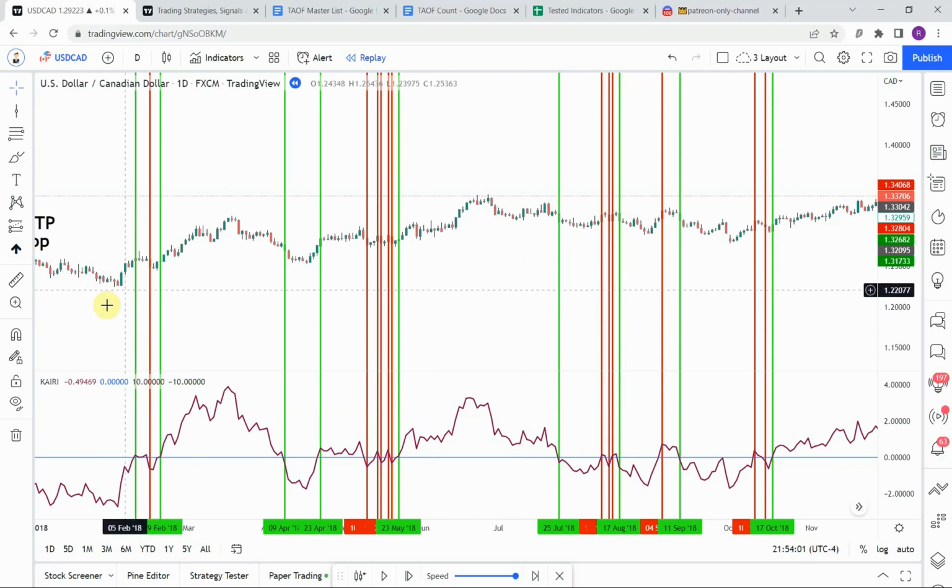Let's go ahead and count out the winners. We have 1, 2, 3, 4, 5, 6, 7, 8, and 9. We have 9 winning trades, and so that is not going to meet the 60% criteria that we are looking for. And so, as you guessed, as a zero line cross, it fell victim to consolidation or the ranging market.